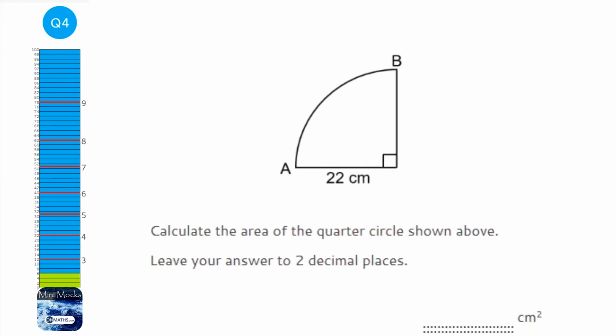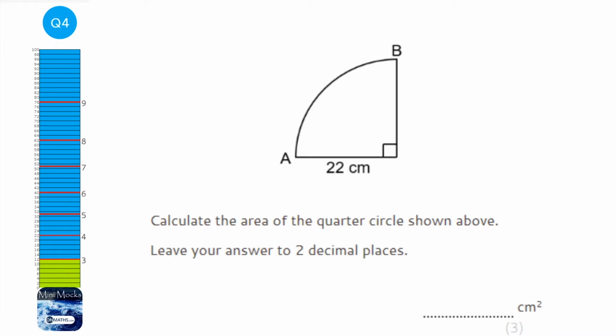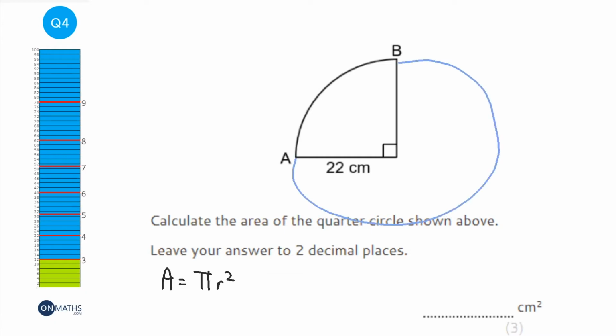So for this question, we just need to remember the area of a circle. Now the area of a circle is going to be pi r squared. Now that's the area for a full circle, my dodgy circle there, but we only have a quarter of it. Now if you have a look, that length there, the 22 centimeters, is going to be the radius of a full circle if I drew the circle properly. So we know what the radius is.